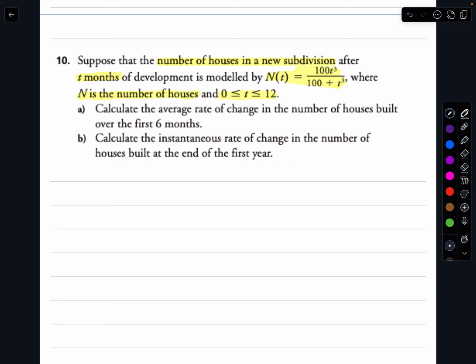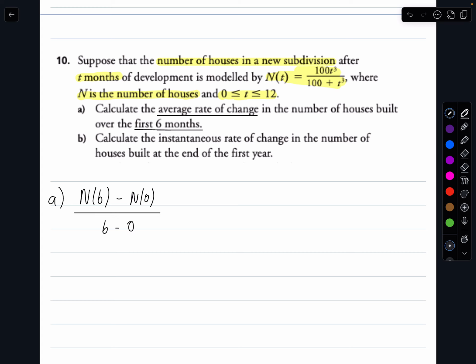So the first part of the question is asking, calculate the average rate of change, keyword, average rate of change, over the first 6 months. So what is that question asking us? This question is basically saying we want to find n at 6 minus n at 0 over 6 minus 0.